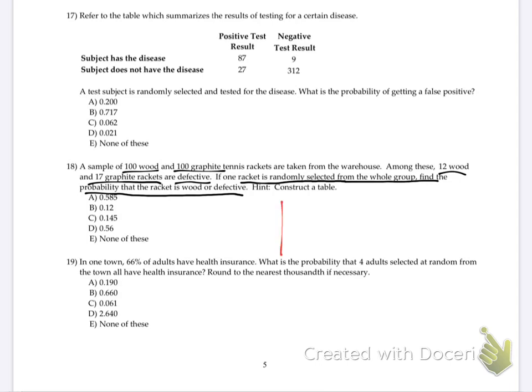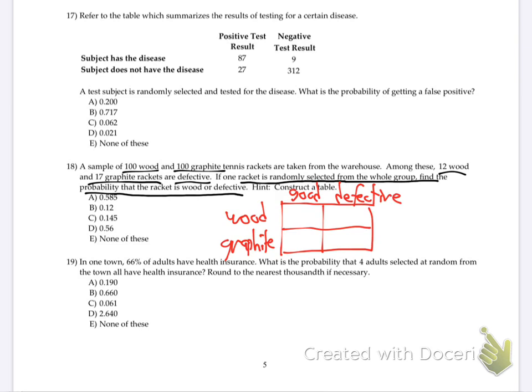Okay, so we make this table. You could put wood and graphite on the top or the side. It doesn't really matter. I'll put them on the side, wood and graphite. And then what's the other characteristic we're talking about? Good or defective. If a racket is good or if it's defective. Again, I'm putting wood and graphite on the side, but you could put them on the top.